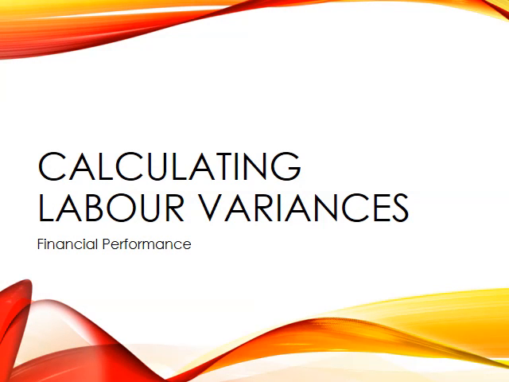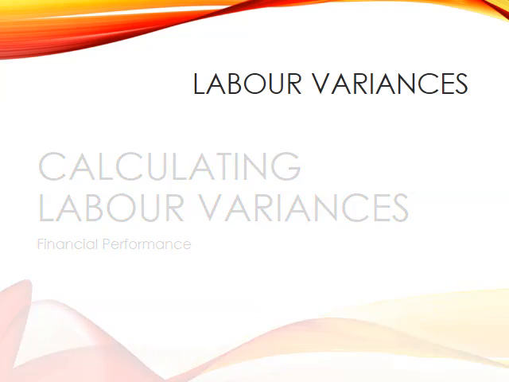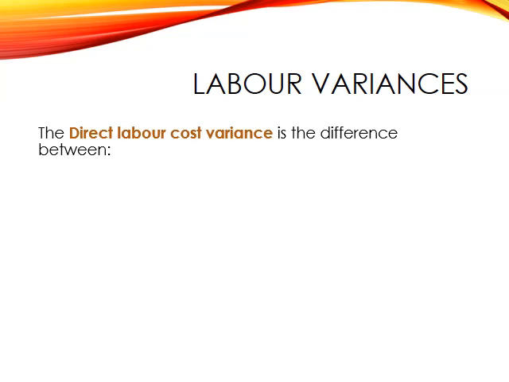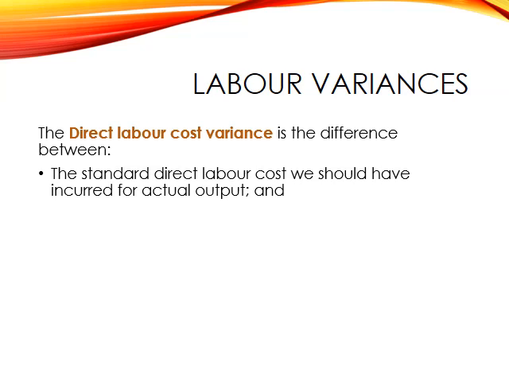In this session we shall look at how we calculate labour variances. Now our first type of variance is the direct labour cost variance, and this is the difference between the standard direct labour cost we should have incurred for making our actual output and the actual direct labour cost that's been incurred.